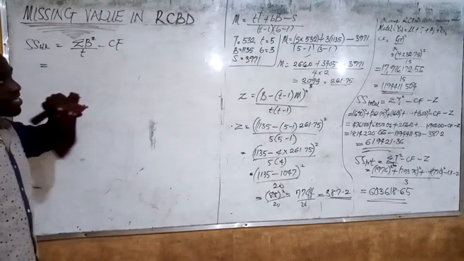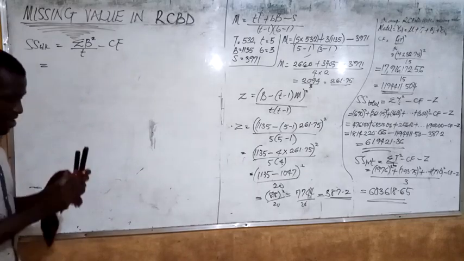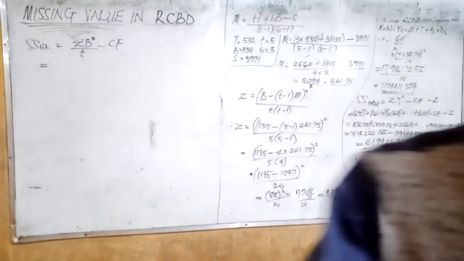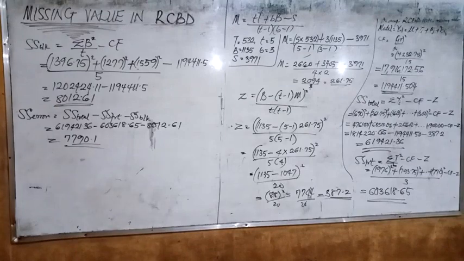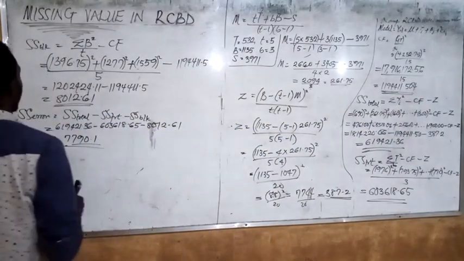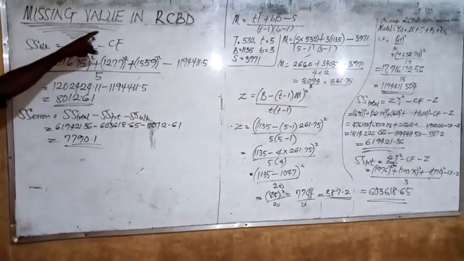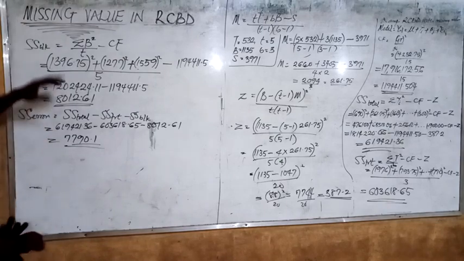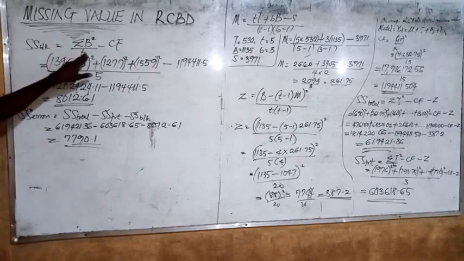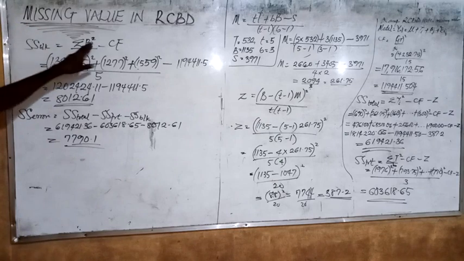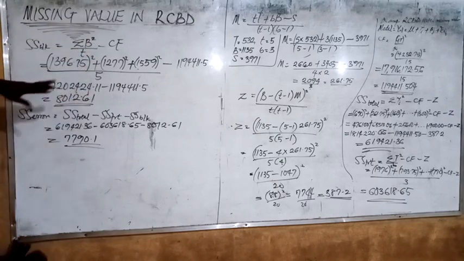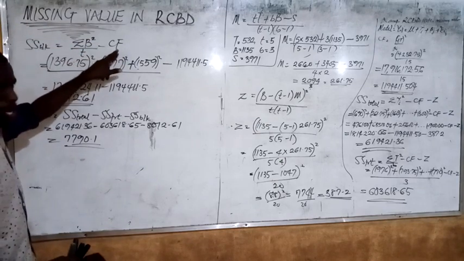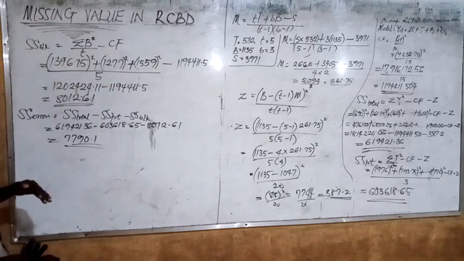So our SS block formula is the summation of the block totals squared, over the number of treatments, minus CF. Remember that the blocks will appear the number of treatments times. Is that clear, that the block will appear number of treatment times?